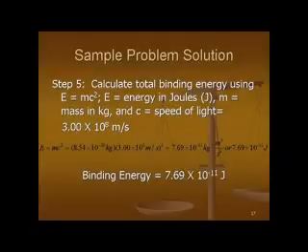And the units, kilograms times meter squared per second squared, have been simplified by chemists and physicists into what we call a derived unit called the joule. And joule is the proper unit for energy that's used throughout most of the world. So our total binding energy is 7.69 times 10 to the negative 11th joules.